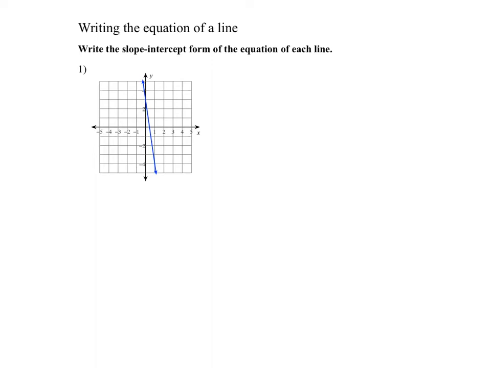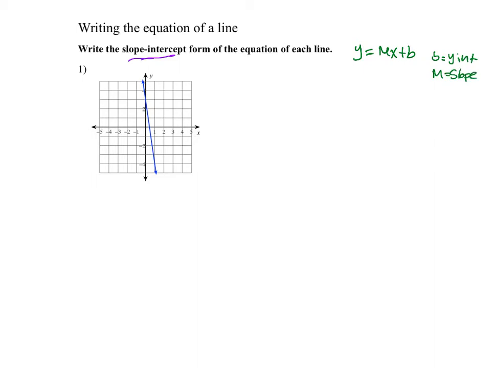Hi, so in this video we're going to be writing the equation of a line. We're going to start by writing it in its slope-intercept form. Again, the slope-intercept form is y equals mx plus b, where b is the y-intercept and m the slope.